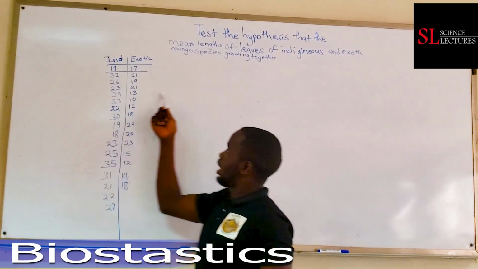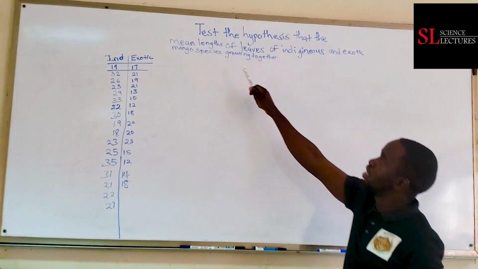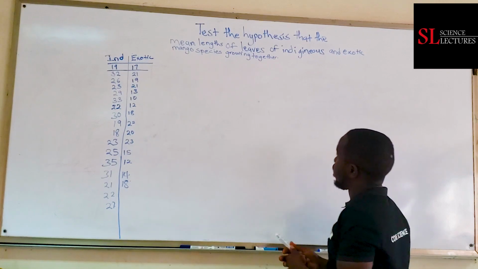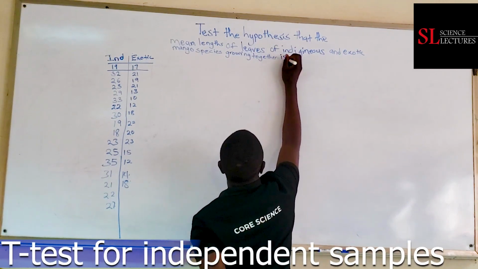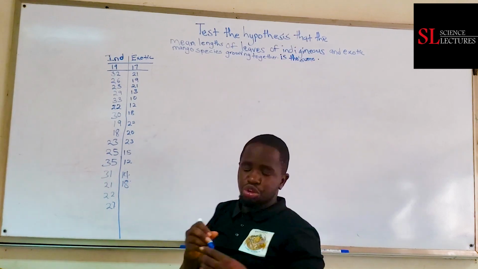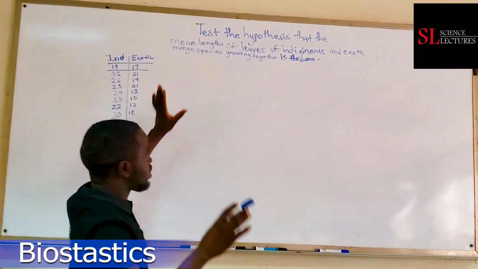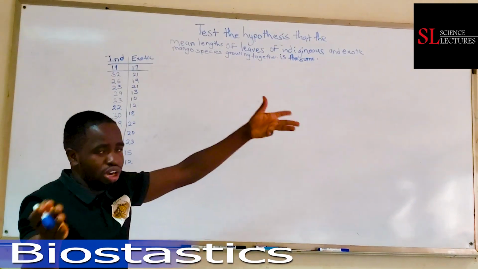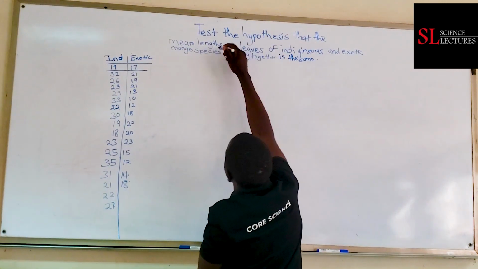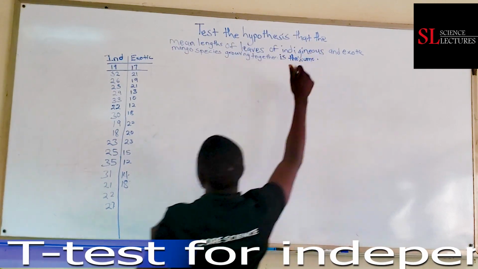We are still continuing. I want us to try out another example. Test the hypothesis that the mean length of leaves of indigenous and exotic mango species growing together is the same. And we said you don't carry out any test without writing the null hypothesis. The null hypothesis is derived from the question. How do I derive it? The mean length of leaves of indigenous and exotic mango species growing together is the same.